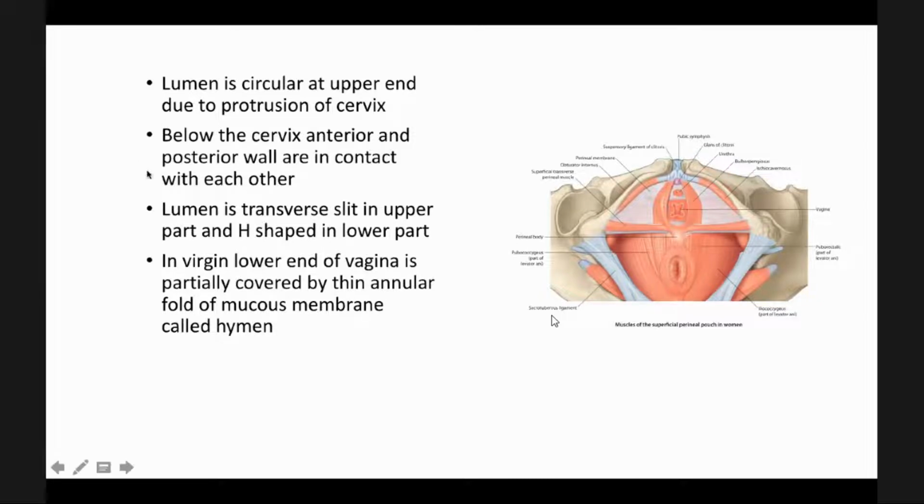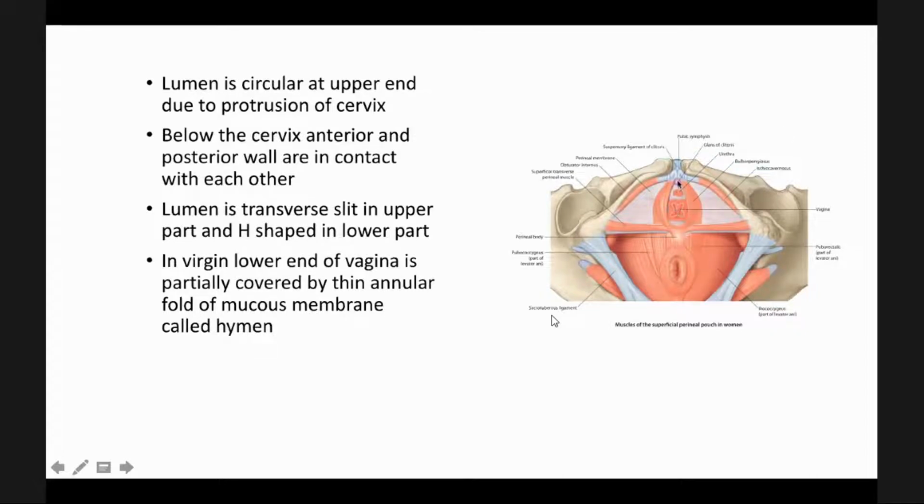And below the cervix, anterior and posterior wall are in contact with each other. So the lumen over here is a slit. Okay, and in the lower part, the lumen becomes H shaped. In virgin, lower end of vagina, especially in the region of opening.